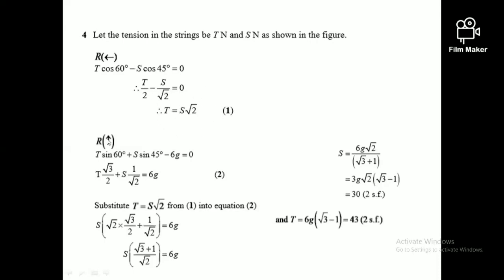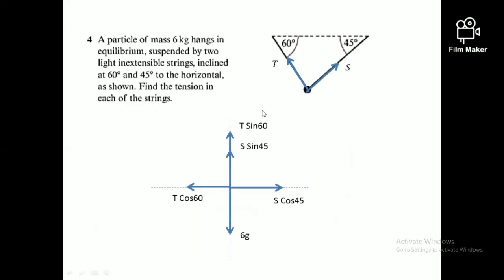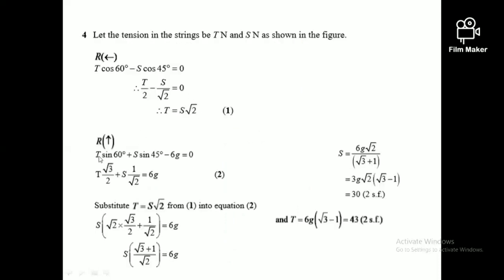Then if you consider the vertical equilibrium, T sin 60 plus S sin 45 equals 6g, or T sin 60 plus S sin 45 minus 6g equals 0. What is sin 60? Root 3 over 2. S sin 45 is 1 over root 2. Now we know that T equals S root 2. Then instead of T, I can replace S root 2 in root 3 over 2, plus S. I can take this S out, then it will turn out to be S times this equals 6g.